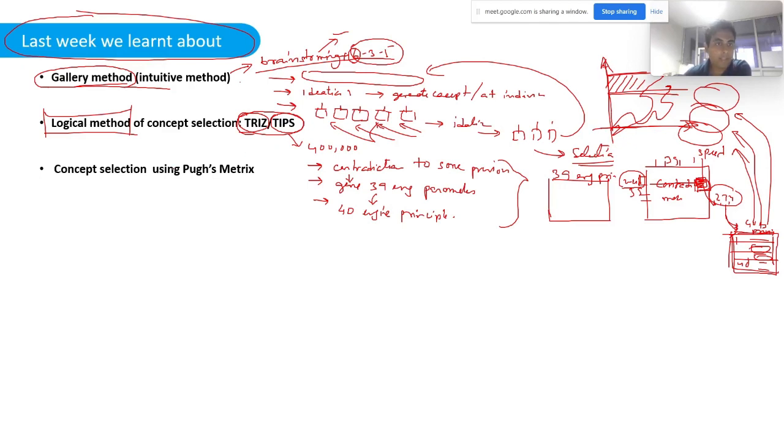Next was concept selection, which happens soon after concept generation by either the intuitive method or the logical method. During concept selection, we first do concept screening.